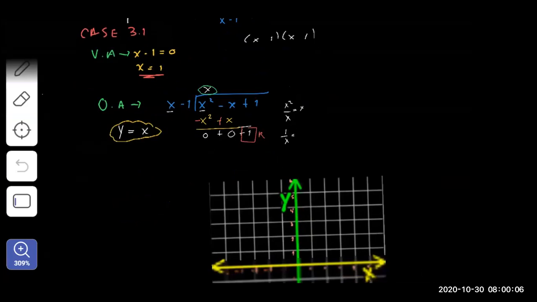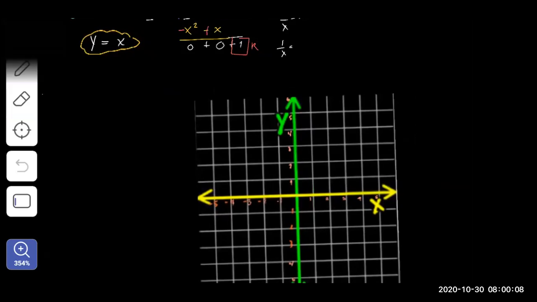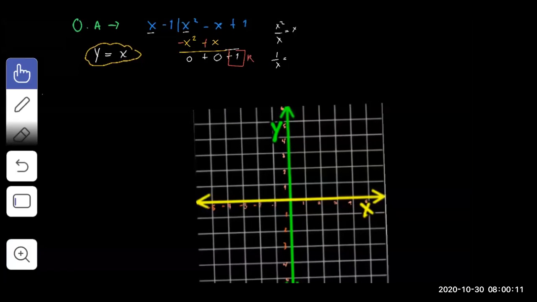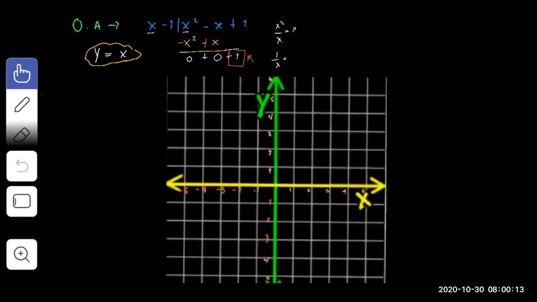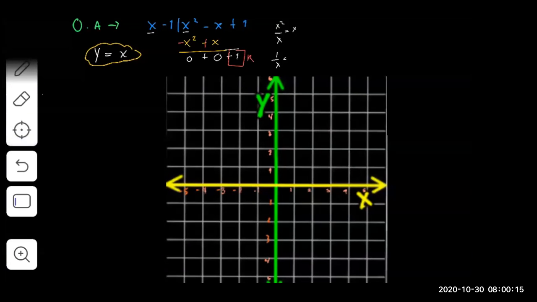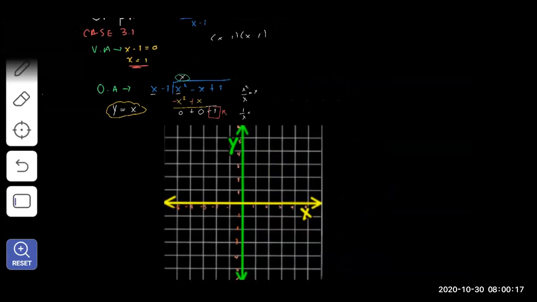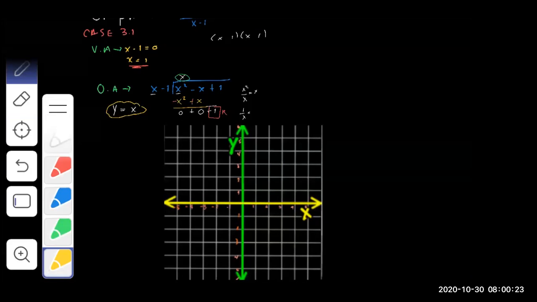Now, guys, let's represent the oblique and vertical asymptotes. Let's do that. First, what is the vertical asymptote? We know that it is x equals 1. I'm going to plot that first.